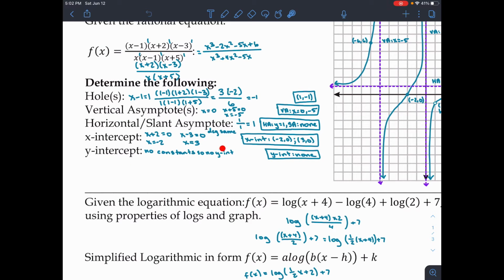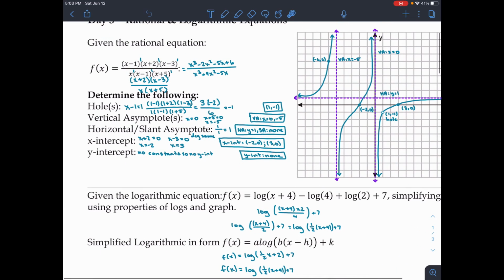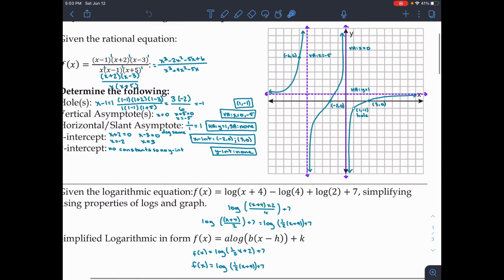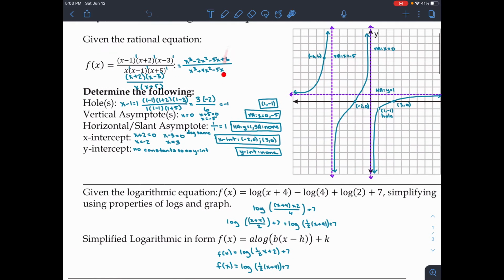For the y-intercept, we have to look at the constants after it's factored out. As you can see, there's the 6 on top, but there's no constant factor here, so there is no y-intercept. That would be none. We can also see that there won't be a y-intercept because the vertical asymptote is x equals 0. For there to be a y-intercept, x would have to equal 0, and because an asymptote means the line gets close but never actually meets it, there could never be a y-intercept.